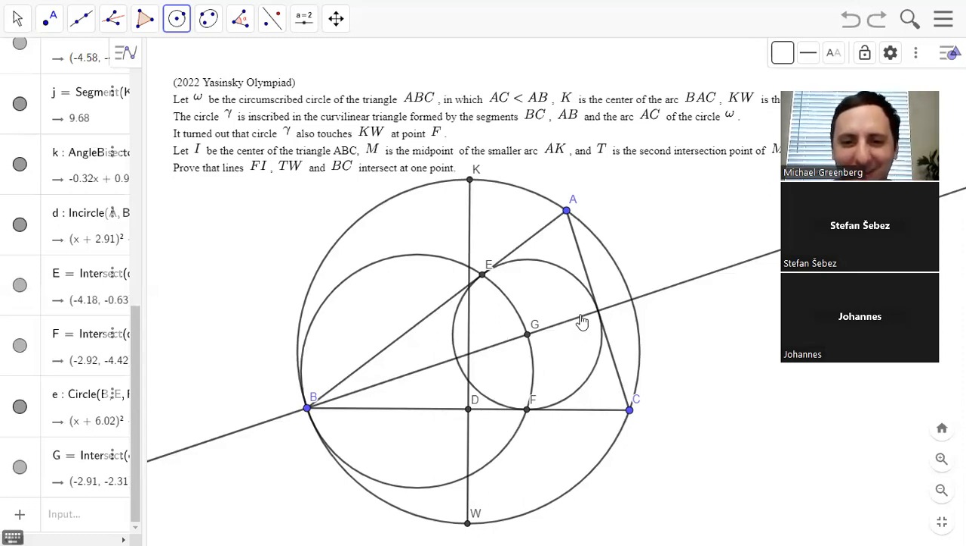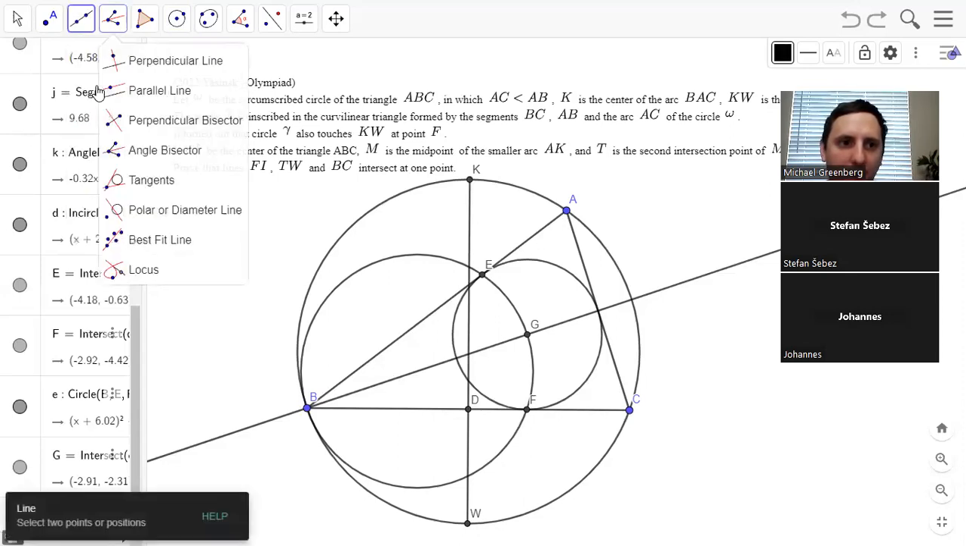I forgot how to draw the mixtilinear incircle. Let's see. No, I think what you're doing is correct. That G is just the incenter, because the circle you drew is the circle with diameter BI. And then now you need the perpendicular through I to BI.